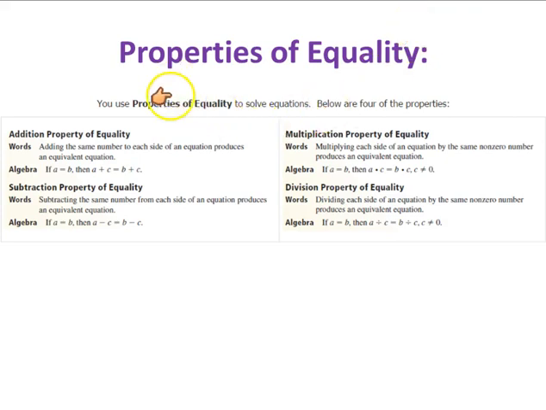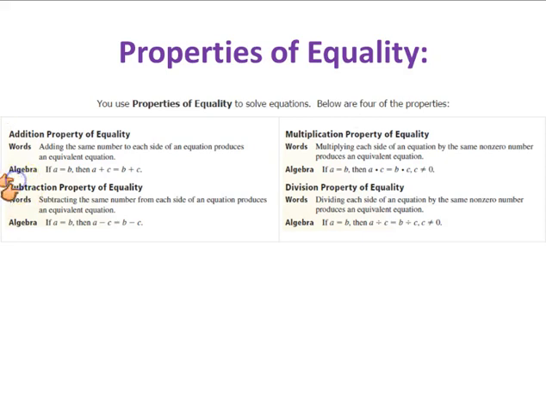And then we've got properties of equality. So I want you to write these down. They're pretty straightforward. The addition property of equality is when you add the same number to both sides of the equation to solve, then you're using the addition property of equality. So if you're using addition as your inverse operation, you're essentially using the addition property of equality.